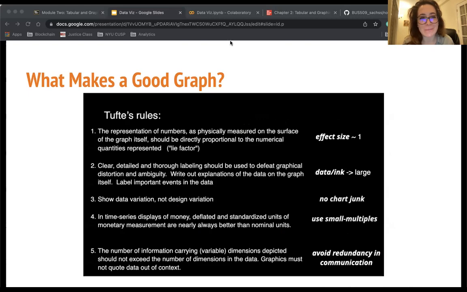So let's go forward. Thinking about this effect size, these are just all of the summary of what we just talked about. So we should think about data to ink, no chart junk, using small multiples, and avoid redundancy in communication.